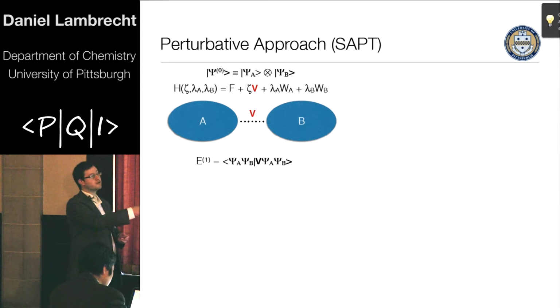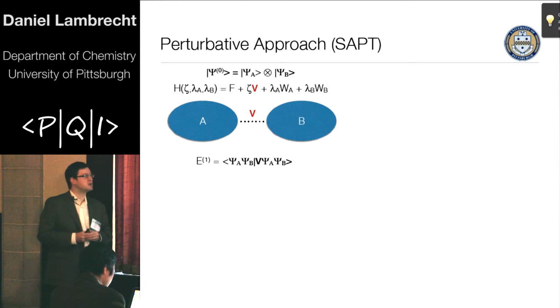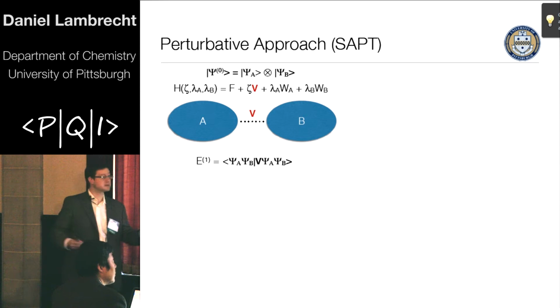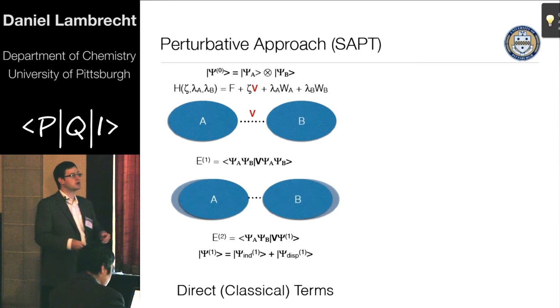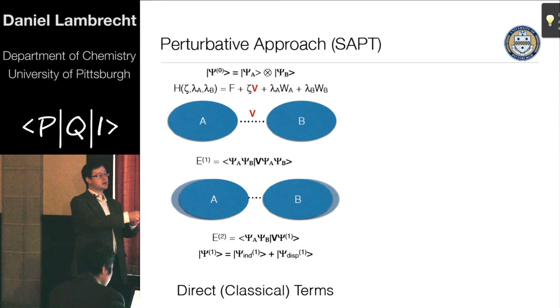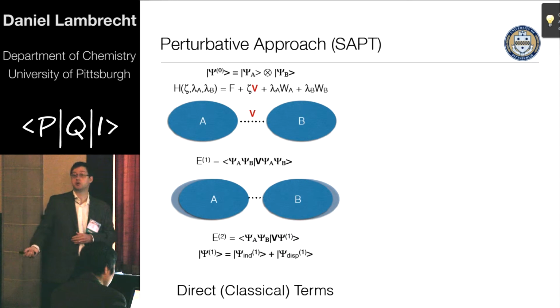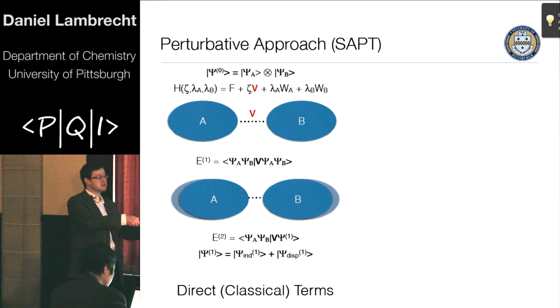For example, here to first order in this operator V, we would capture all the electrostatics between the unpolarized molecules. If we go up to second order, we allow the molecules to polarize, and we would then capture induction and dispersion effects. All of these terms are direct terms, which can be understood basically in terms of classical pictures.